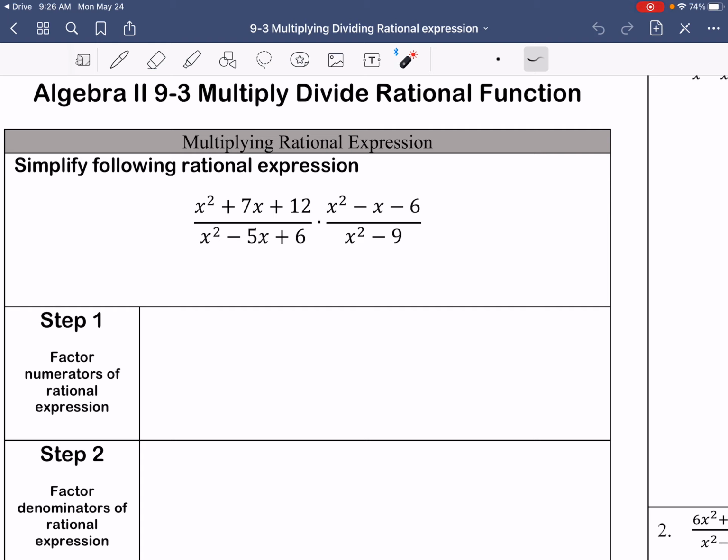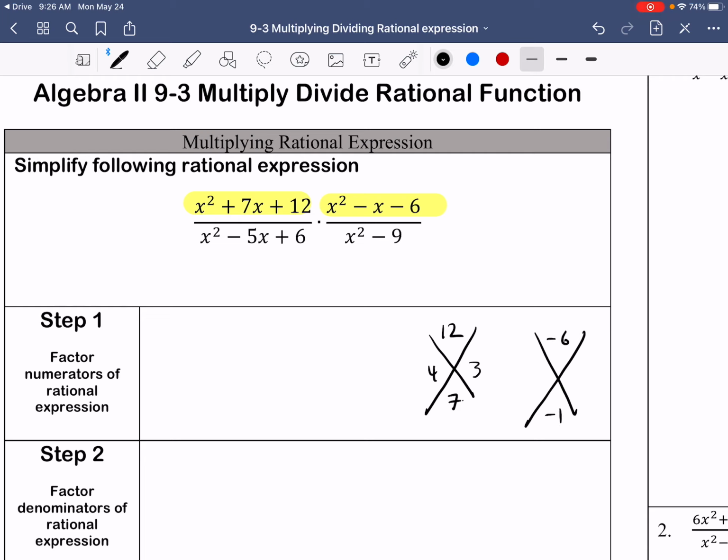Question number 1 says, factor the numerator of the rational expression. So that's step 1. So now we're gonna factor this one. And let's factor this one as well, okay? So first, let me factor this one. I got 12 and 7 in the bottom. So what can something times something give you 12? It's gonna be 4 and 3. What about the second one? I have negative 6 and negative 1 in the bottom. So it's gonna be negative 3 and positive 2, right?